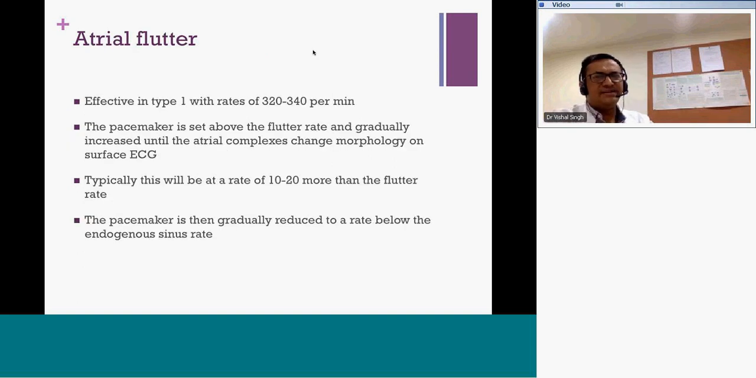Atrial flutter is not very commonly seen in children, but sometimes you do see it, especially in adolescents. For type 1 with rates of 320 to 340 per minute, you can pace at a rate set above the flutter rate and gradually increase until the atrial complexes change morphology on the surface ECG. Typically, this will be at a rate of 10 to 20 more than the flutter rate. The pacing rate is then gradually reduced to a rate below the endogenous sinus rate. Okay, that's important.